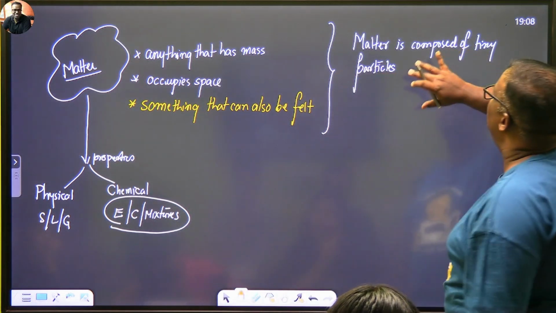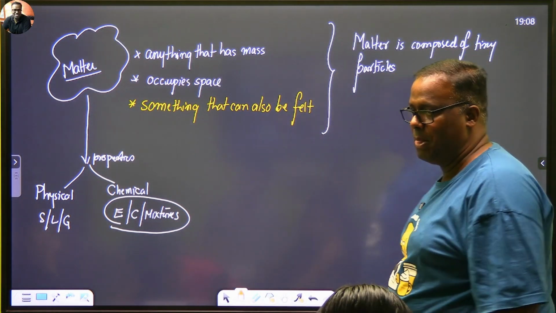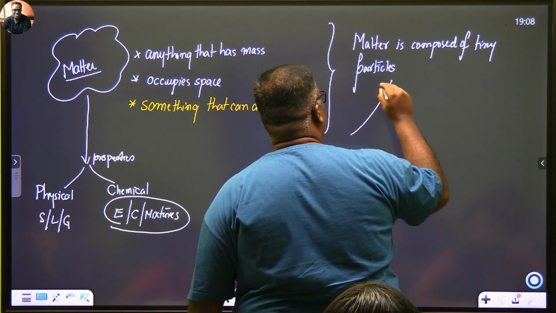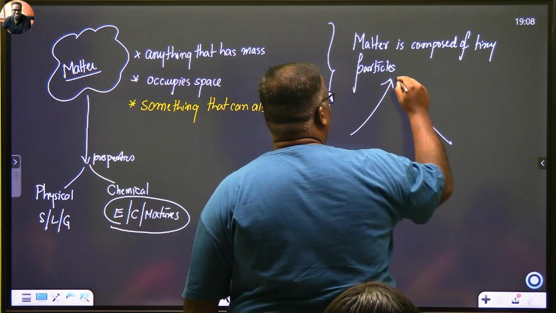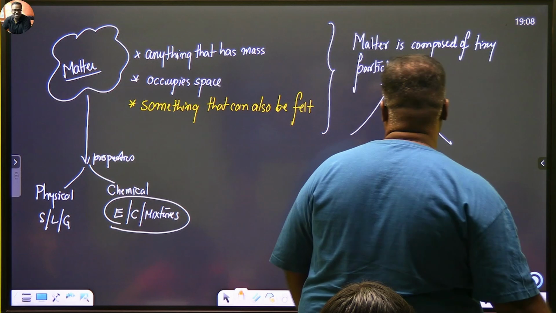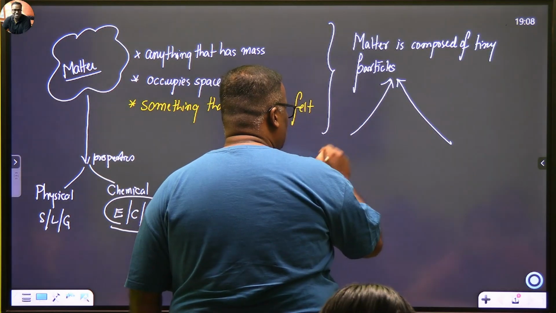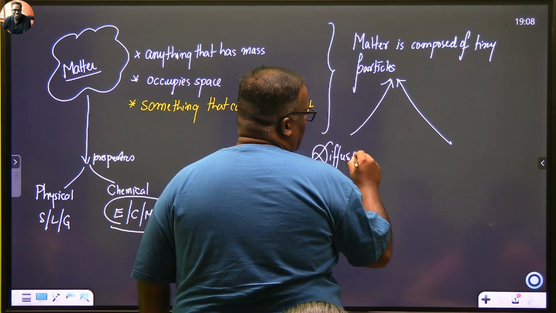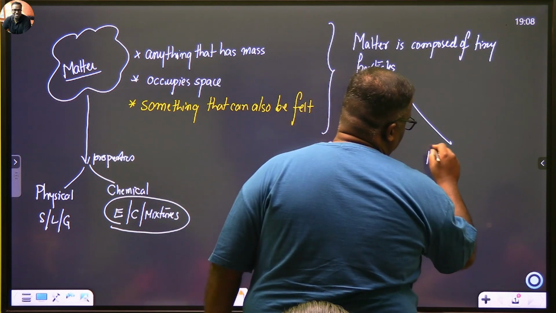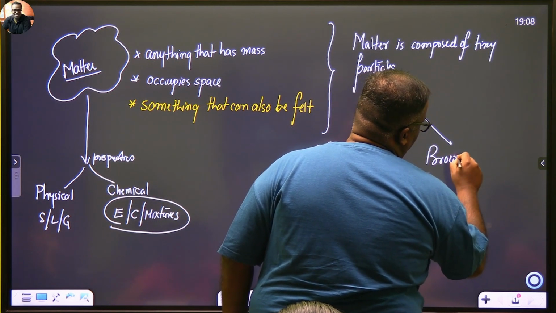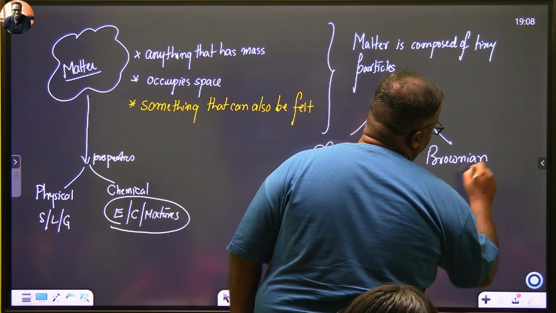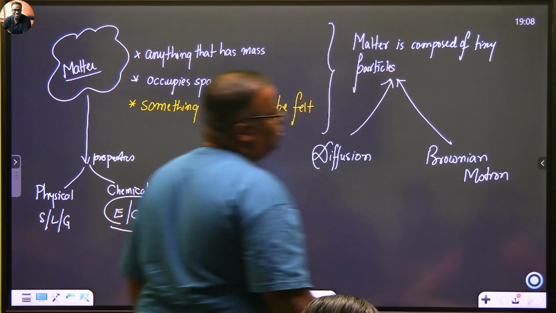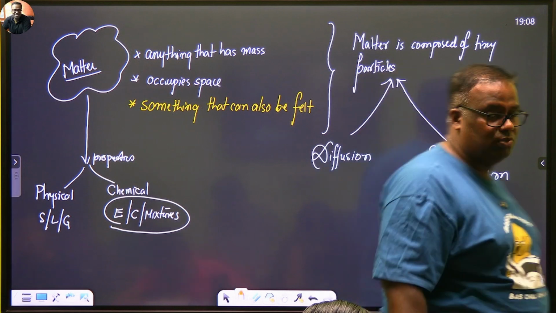So we say matter is composed of tiny particles. अब ये study हम करने वाले हैं. Who tells you that matter is composed of tiny particles? There will be two concepts that we will study. One is known as the concept of diffusion, and the next one is known as Brownian motion. Displacement is in physics. कुछ भी ले आता है. Brownian motion and diffusion, all new words for you.